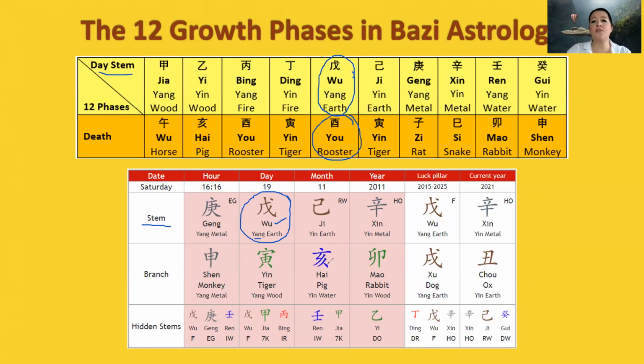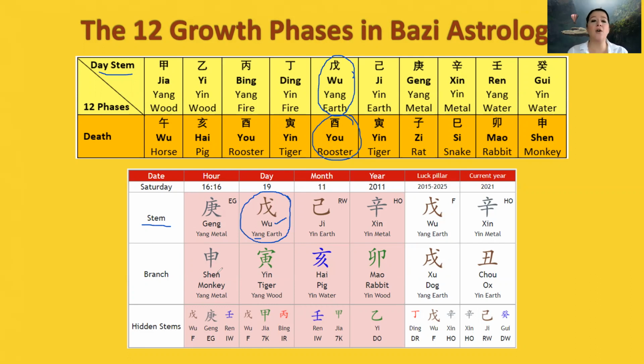Then you check whether you have the rooster anywhere in your natal chart or in your luck pillar. Now, for this person, there is no rooster. There's a dog in the luck pillar, a rabbit in the year, a pig in the month, a tiger in the day, and a monkey in the hour. So this particular person does not have a death phase in his or her natal chart. And that is completely fine. There's nothing wrong with it.